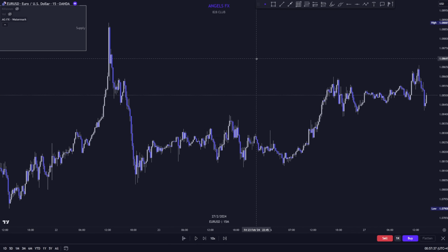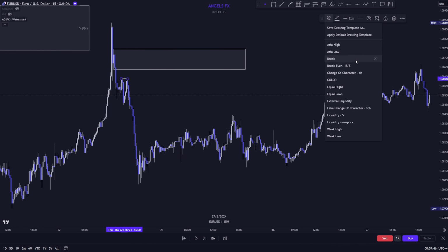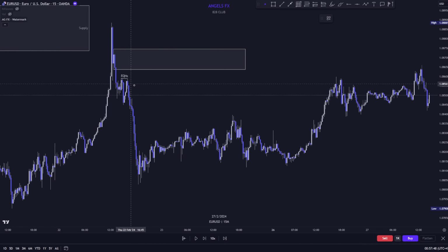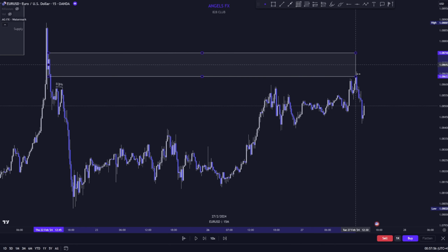Here price also left this beautiful supply zone with liquidity. This is equal highs, and once we have equal highs, it's liquidity, and price will sweep these traders and mitigate the supply zone. Now let's wait, and boom, we mitigated our supply zone, as you can see.